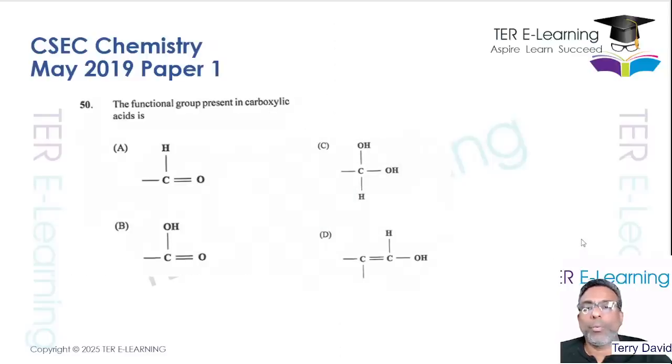So this one here, what is the functional group present in a carboxylic acid? Which of the following is present?